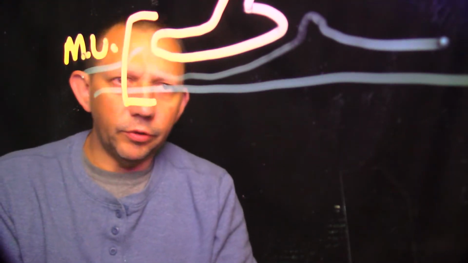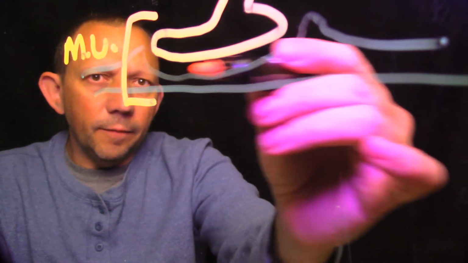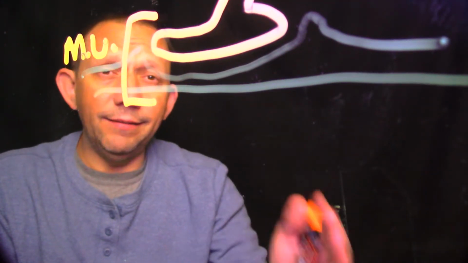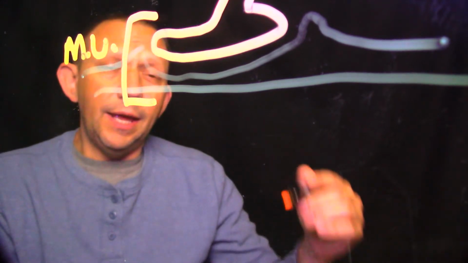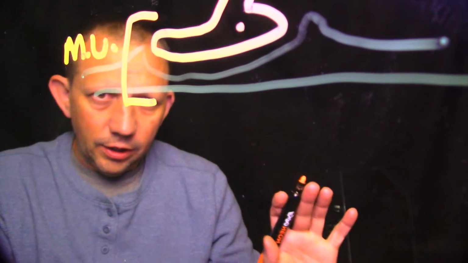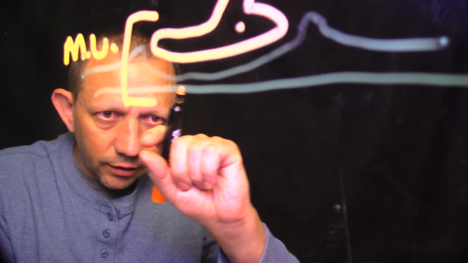MU. And this area in here is called the motor end plate. It ends at the muscle, and these two, the nerve and the muscle, never touch. There's a tiny little layer in between them of gel, basically, plasma, fluid, whatever.